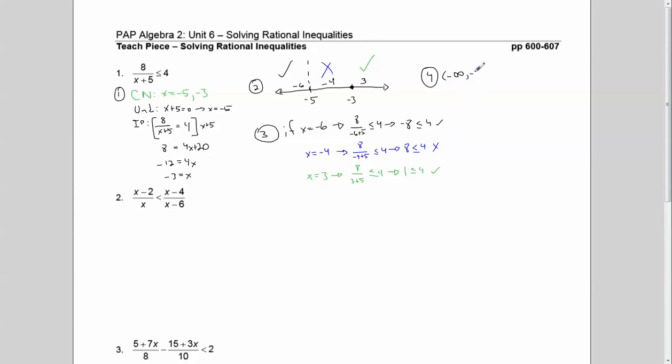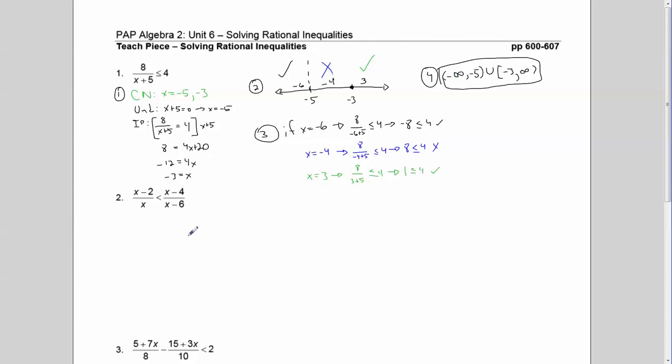So here, negative infinity to negative 5. That negative 5 is undefined, so it's not included. Or we can have values to the right here, and that's to the right of negative 3. That is included because it's less than or equal to, so negative 3 to infinity. That will be our answer.